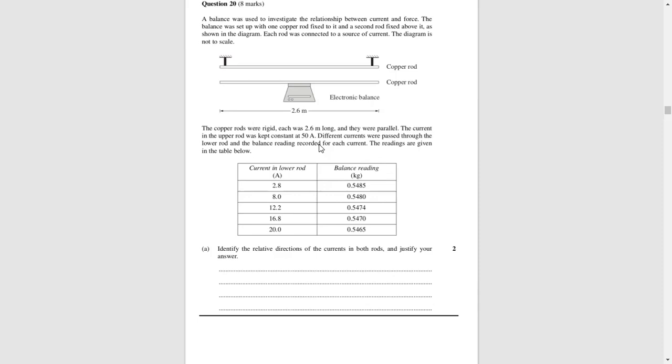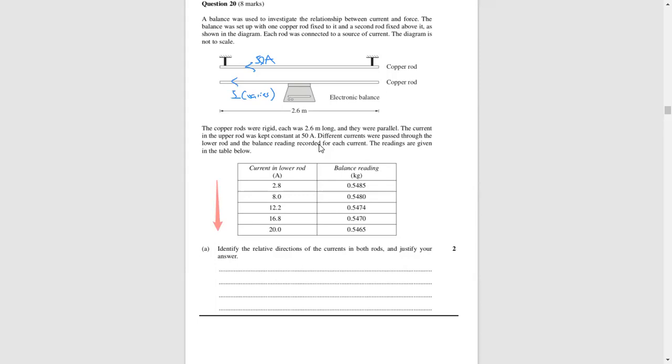Okay. The copper rods were rigid, each 2.6 meters long and parallel. Current in the upper rod was kept constant at 50 amps. Different currents were passed through the lower rod. So you have 50 amps going through this one, and that's not changing. Different currents will pass through the lower rod, some I, this varies. And you read the balance, and the readings are given below. So let's take a look.